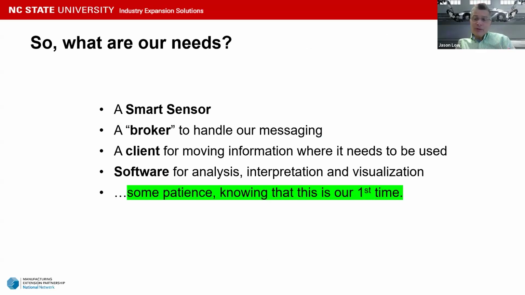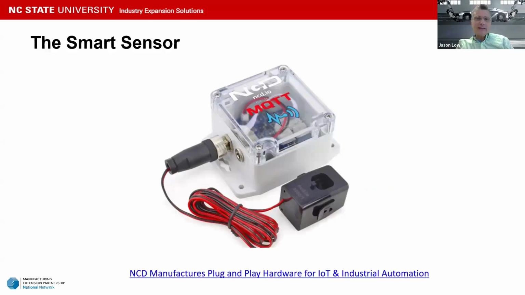I need a broker. I mentioned that before. I need some sort of middleware to handle messaging. And then the clients. I want you to think of a client as being a device, but I also want you to think of a client as being a piece of software. So I need a client to push information somewhere, and I need a client to be able to pull information from another, and that could be the software. And I want you to make sure that you have some patience, because it's not an easy road.